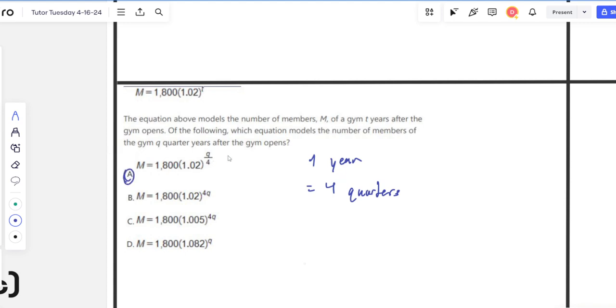When we plug in 4 quarter years into q, it ends up becoming an exponent of 1, which is the same thing as if we plugged in just t equals 1 year. We don't want to make this growth faster. We also don't want to modify the growth rate. It's still going to be that 2%. It's just that we split it into quarters and divide that exponent by 4 instead of doing it in t years.